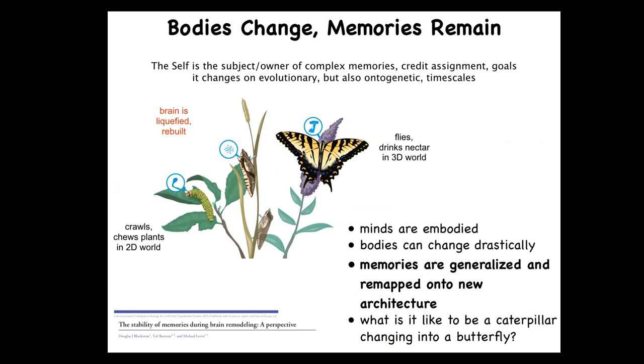This is a butterfly that is a hard-bodied creature. It flies through a three-dimensional world. It drinks nectar. And so during this metamorphosis process, the brain is basically completely dissolved. Many of the cells die. Most of the connections are broken. And a new brain suitable for running this kind of body is rebuilt.